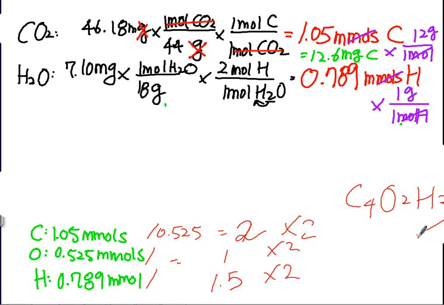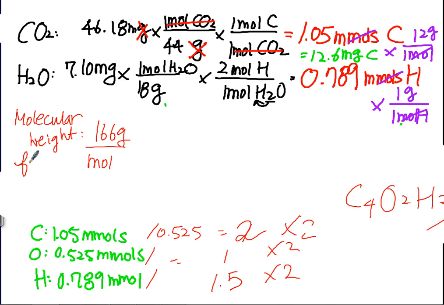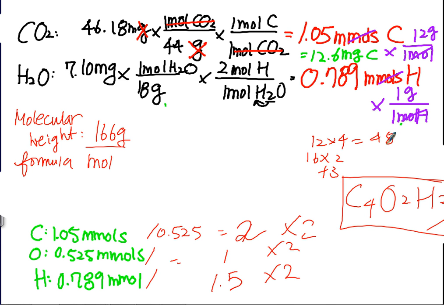Okay, so they tell you the molecular formula weight is equal to 166 grams for every 1 mole, right? This is the mass of molecular formula. This is my empirical formula. So find the empirical formula's weight by doing 12 times 4, 16 times 2, plus 3, that's 48, that's 32, plus 3, I get 83, and then what do you get? 88. Good. Okay.